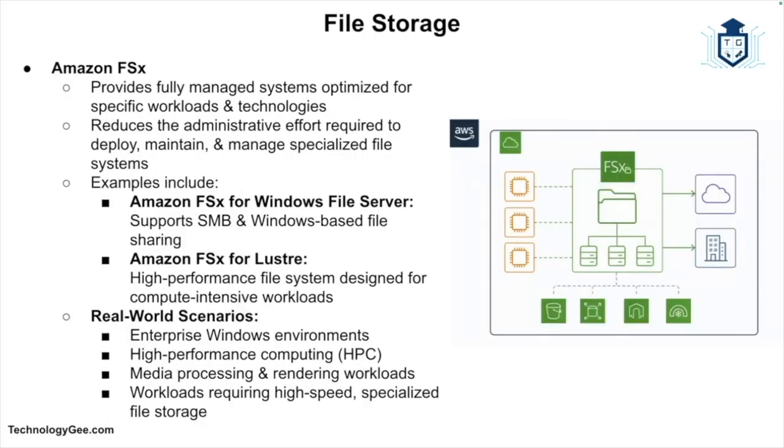You also have what is called Amazon FSx, and this provides fully managed file systems for specific use cases. Examples include Windows File Server, or SMB, and high-performance file systems like Lustre. The real-world scenarios where you will find this are enterprise Windows environments, high-performance computing, and media rendering workloads.